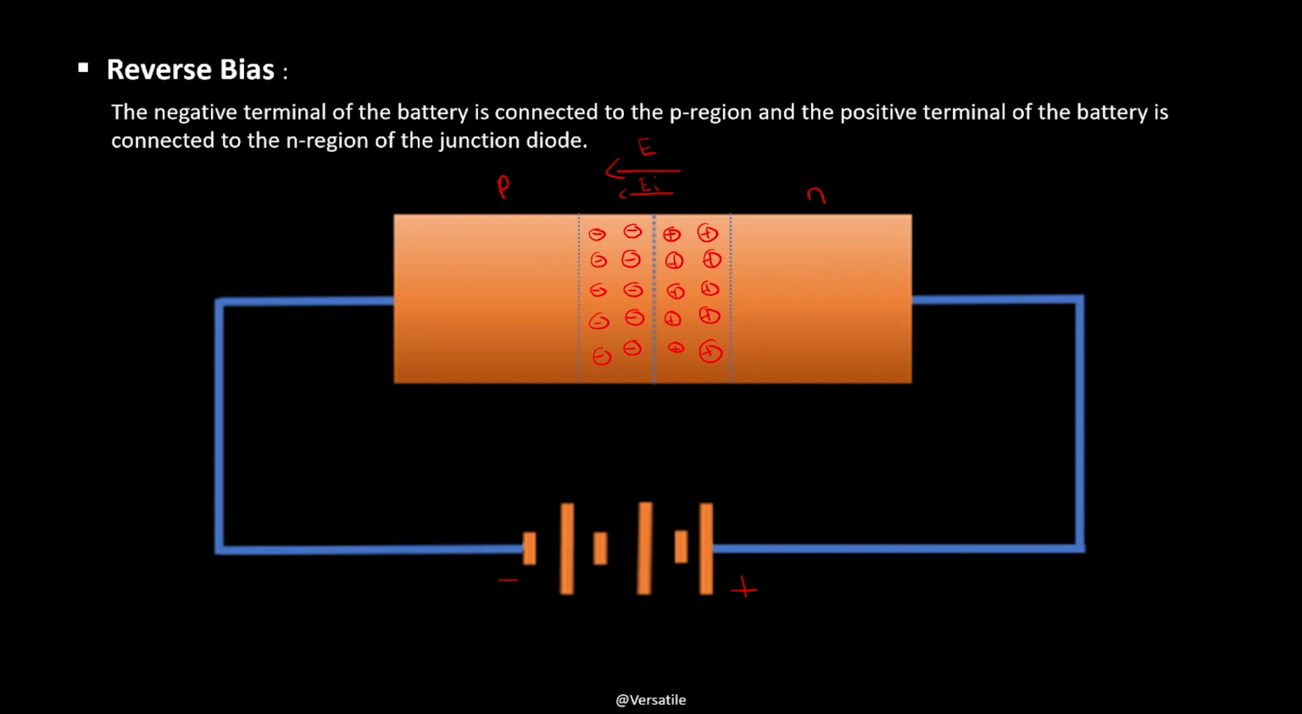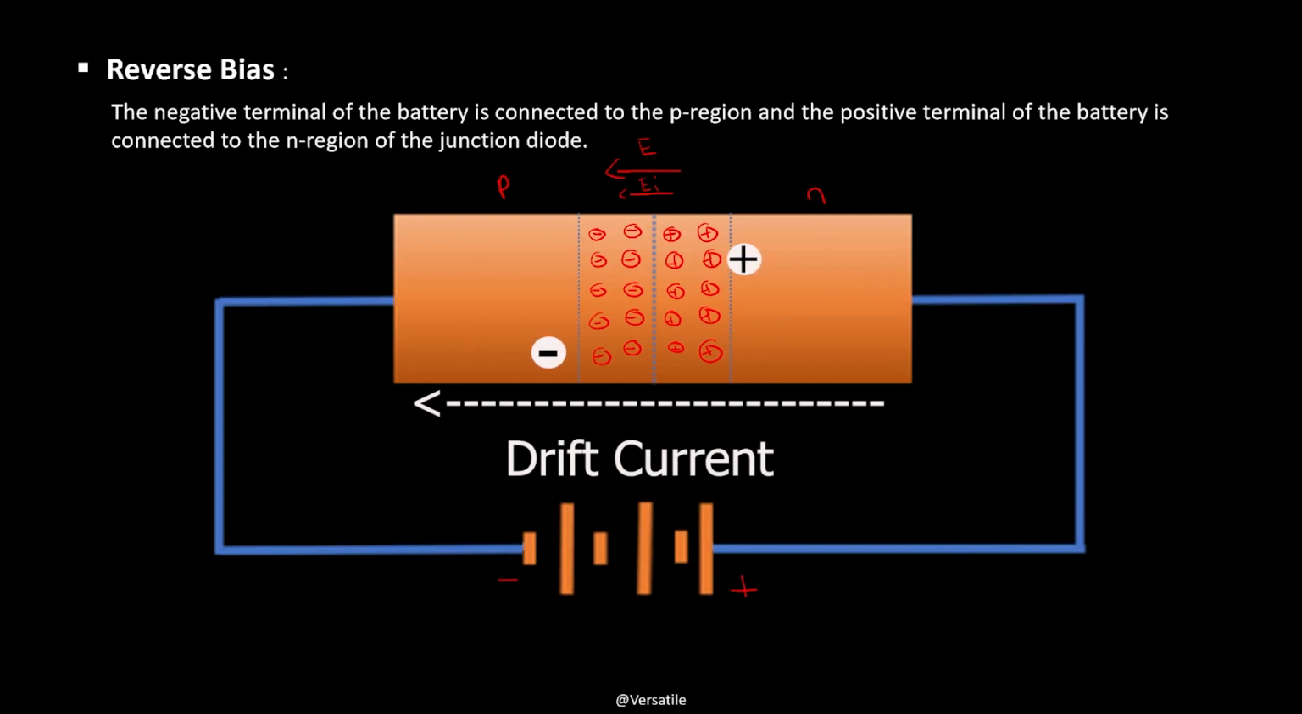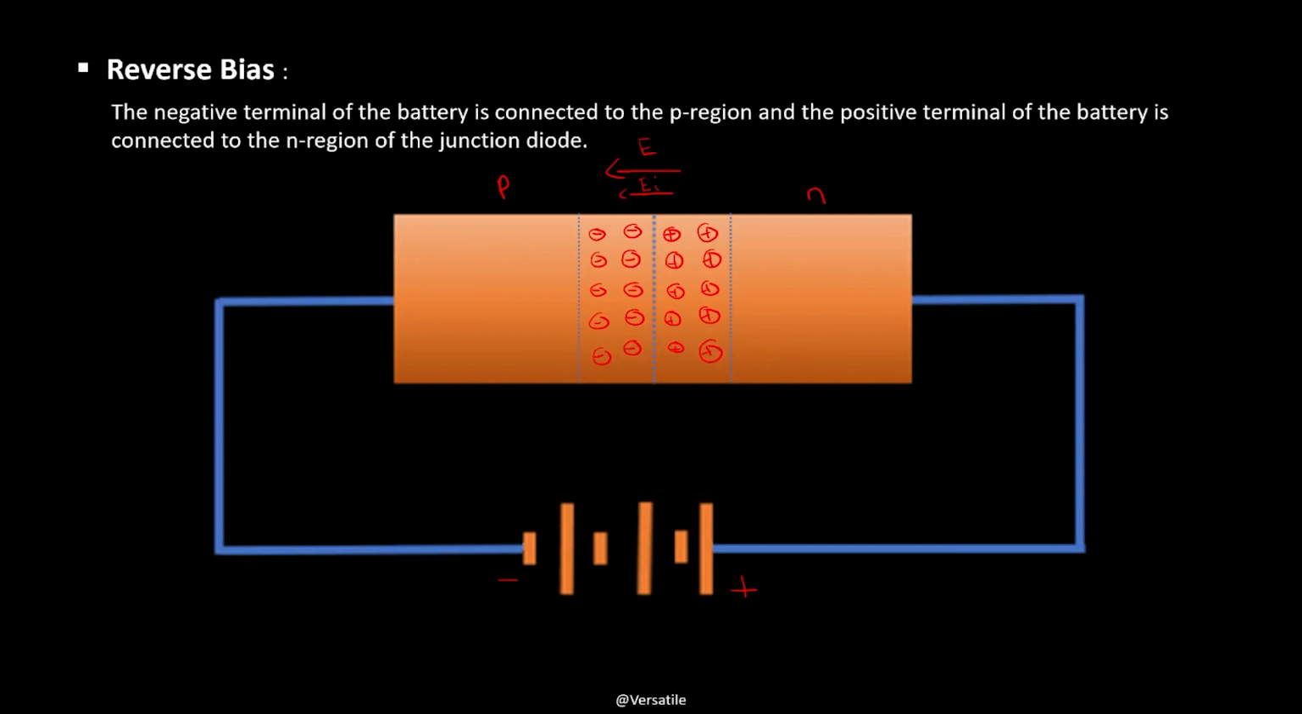So there cannot be any current carried by the majority carriers. The drift current carried by the minority carriers, however, is not affected. The electrons in the P side and holes in the N side can flow in the direction of the field from N to P. But the number of minority carriers being very small, the drift current is very, very small, of the order of microamps compared to the current under forward bias.